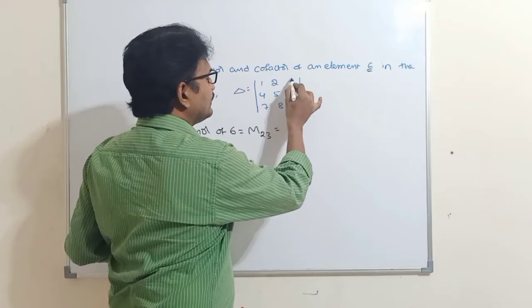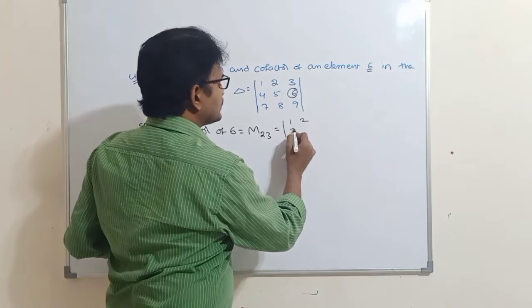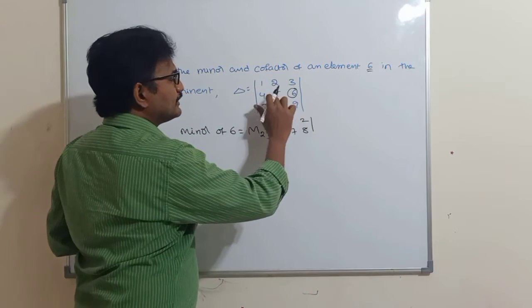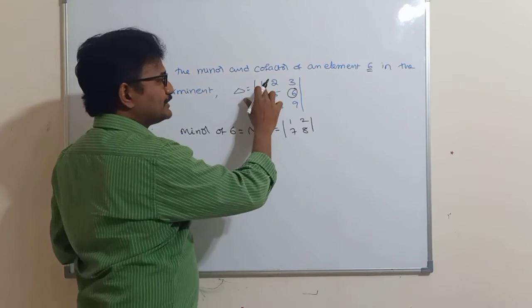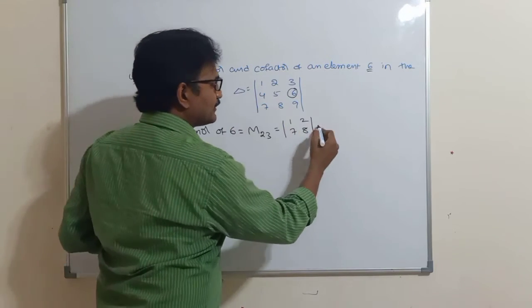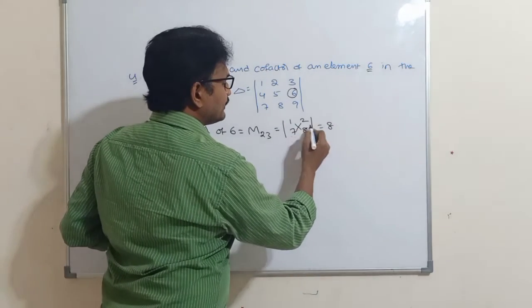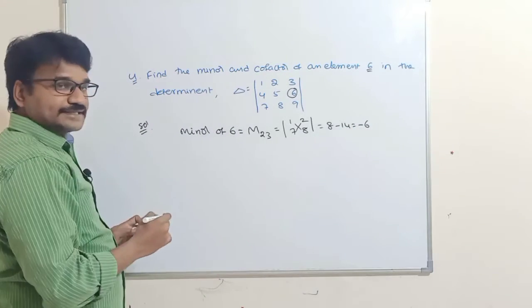Delete this column and delete this row. Then what we will get? 1, 2, 7, 8. So if you delete the row of 6 and the column of 6, then which elements do you have? 1, 2, 7, 8. Now find the determinant of these elements. 1 into 8, 8, minus 14. 8 minus 14 is minus 6.